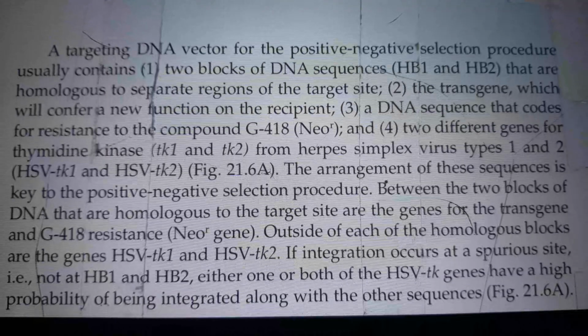A targeting DNA vector for the positive and negative selection procedure usually contains: 1. One or two blocks of DNA sequences, HP1 and HP2, that are homologous to separate regions of the target site. 2. The transgene, which will confer a new function on the recipient. 3. A DNA sequence that codes for resistance to the compound G418, the NEO gene. And 4. Two different genes for thymidine kinase, TK1 and TK2, from herpes simplex virus types 1 and 2.